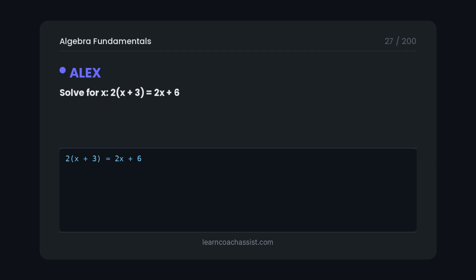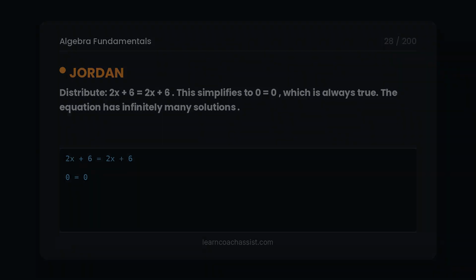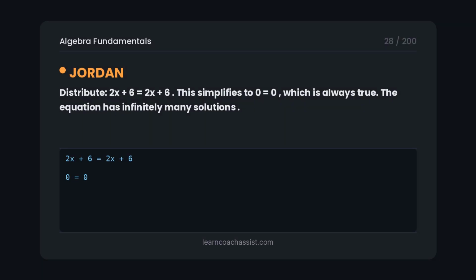Solve for x: 2(x + 3) = 2x + 6. Distribute: 2x + 6 = 2x + 6. This simplifies to 0 = 0, which is always true. The equation has infinitely many solutions.